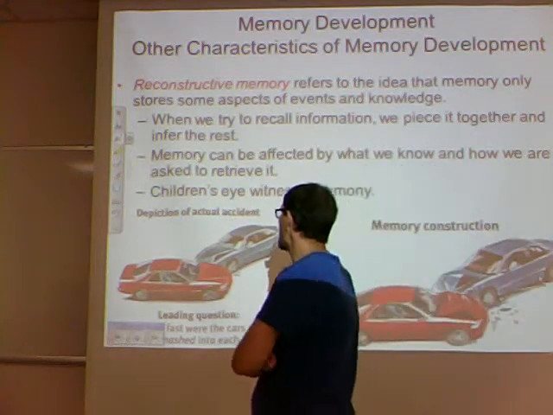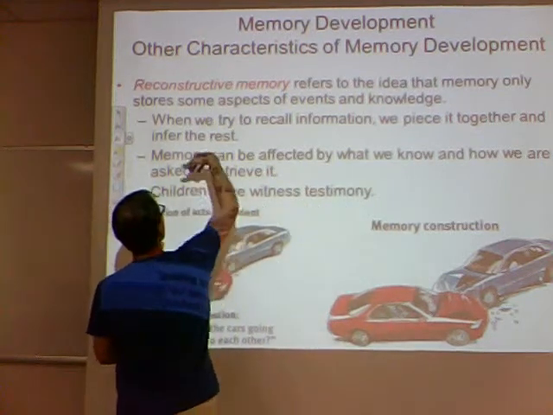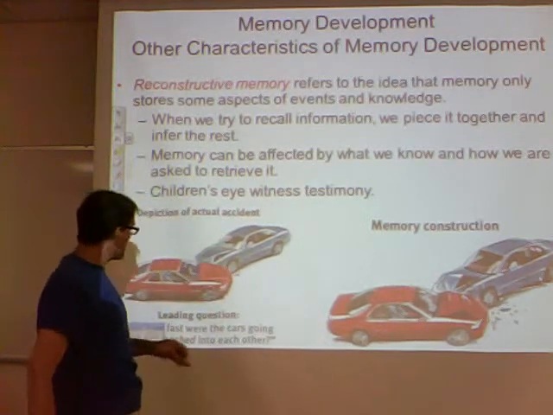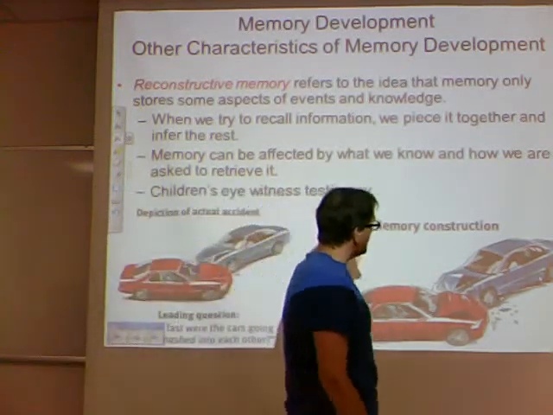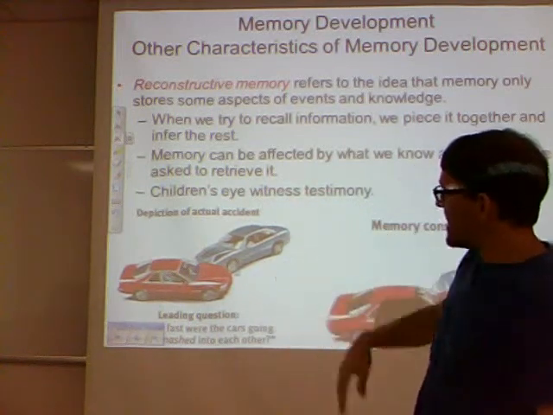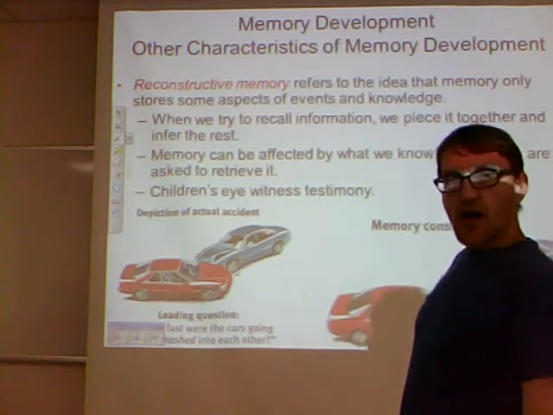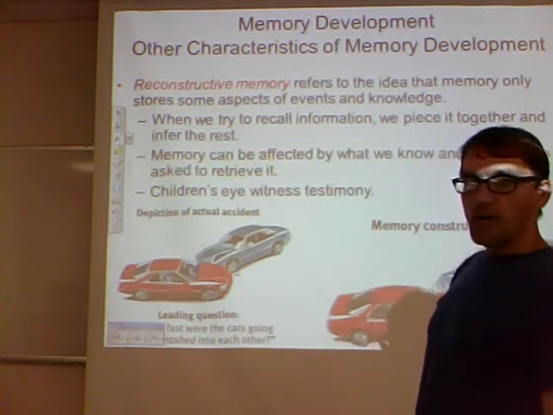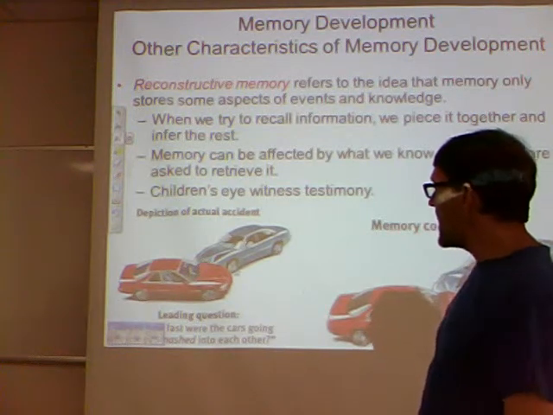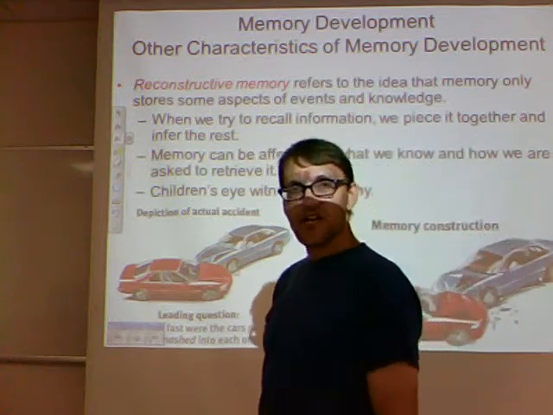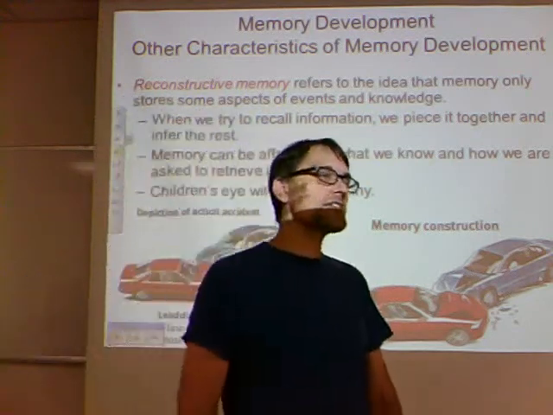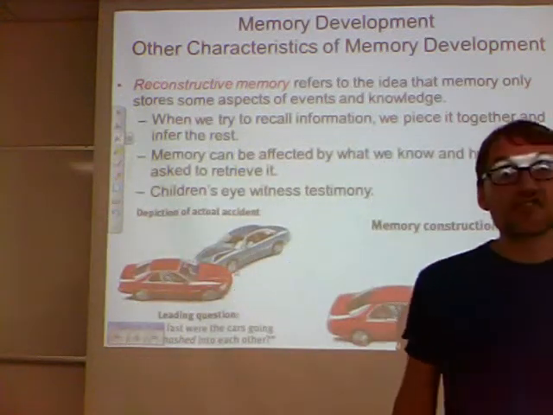Here's an interesting example. Children, by the way, are even worse at this than adults are, but adults are very troublesome. This is a classic study. They videotaped an automobile accident and showed it to 100 people. All 100 people saw the same videotape. Then they took half of them and asked, how fast were the cars driving when they hit each other? And people are like, I don't know, 30 miles an hour. The other half were asked, how fast were the cars driving when they smashed into each other?